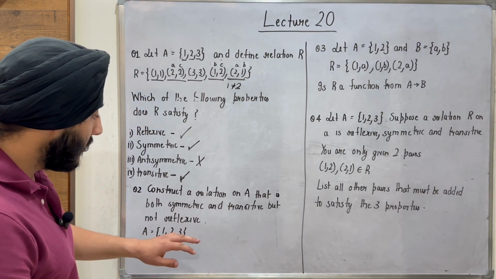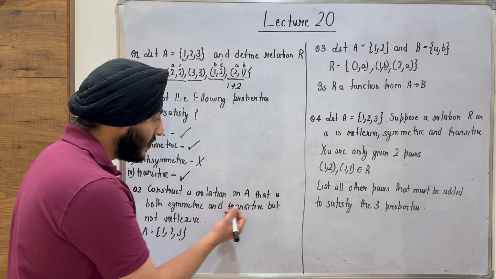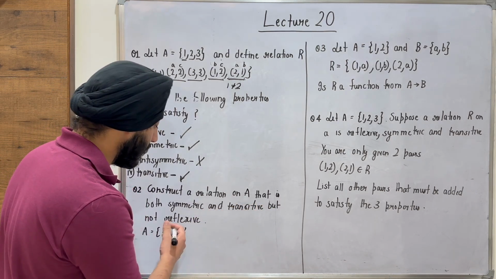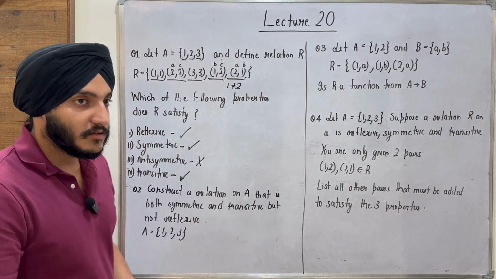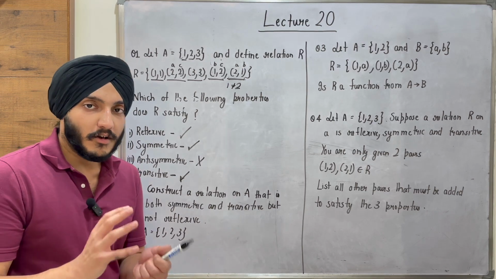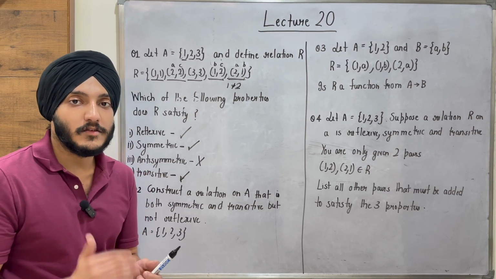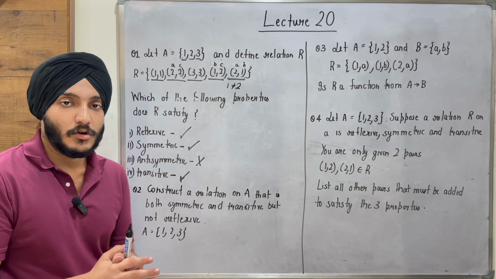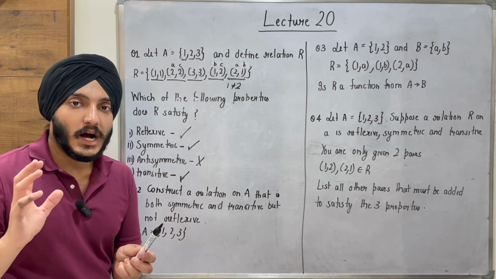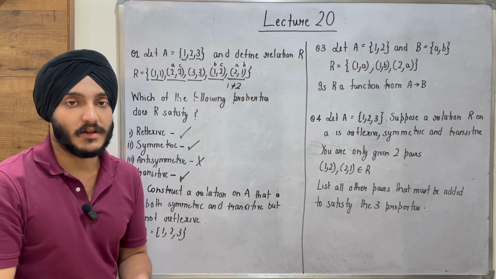Okay, moving on, let's try to understand. Construct a relation A on A that is both symmetric and transitive, but not reflexive, right? So let's try to understand this. This is going to be an easy question. Whenever a relation is reflexive, that means all the elements should be related to themselves. So the only thing that I need to prevent in this case is all the elements being related to themselves, right?